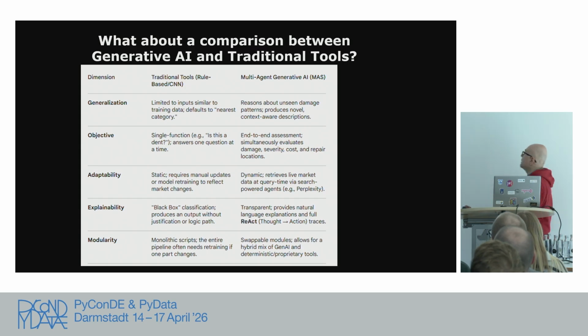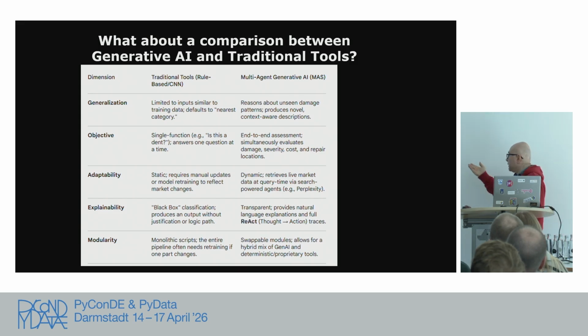So you have something with the ReAct loop. You have a trace of your reasoning, and also a language description. For the goal, you have end-to-end assessment and many more tasks, so you can reply to many more questions, the cost analysis, and also define the repair shops. And also you have much more up-to-date data, because you have web search data from the market.